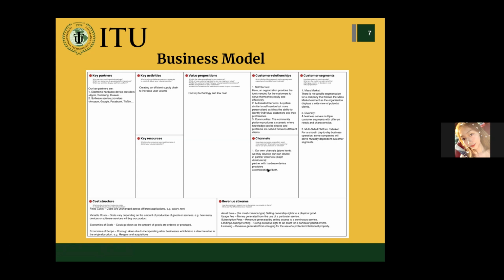As for the cost structure part, our fixed costs will be the unchanged ones across different applications, like the salary for our staff and our rent. The variable cost will depend on the amount of production of goods and services, like how many devices or software services will buy our product, and also economies of scale and economies of scope, like our mergers and acquisitions.